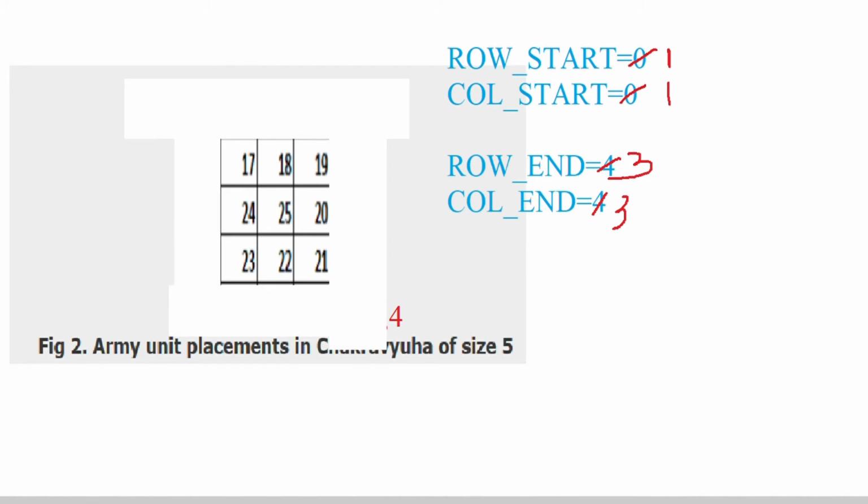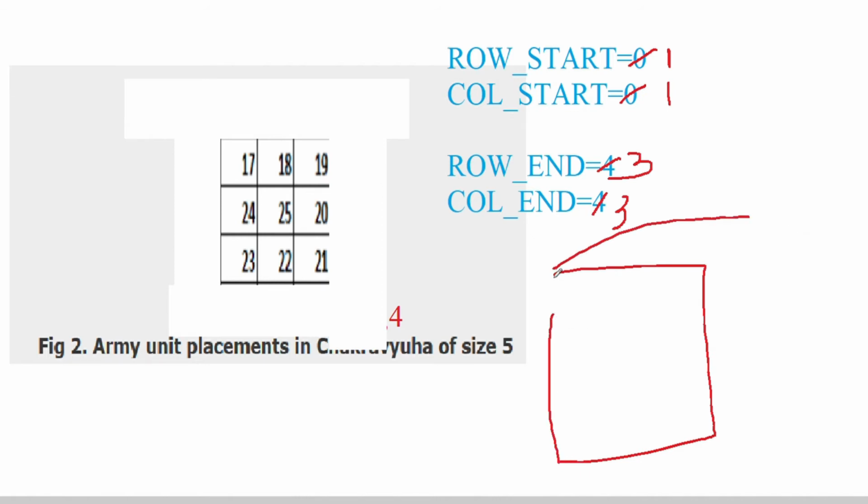This is how my one iteration completes. At the end of my one iteration, I've basically traversed the whole of the outer side. I've traversed the whole of the outer part of this Chakravyuha, right? I have already printed this part, but we are forgetting something.